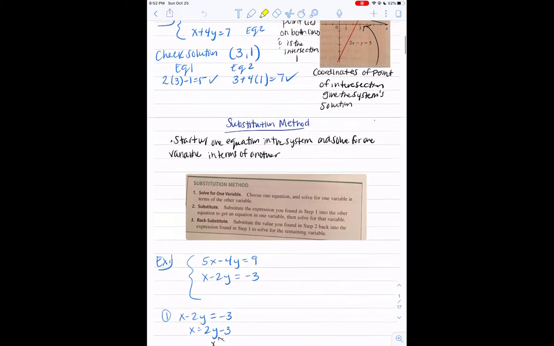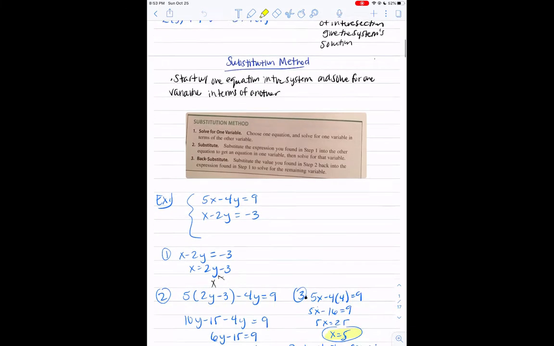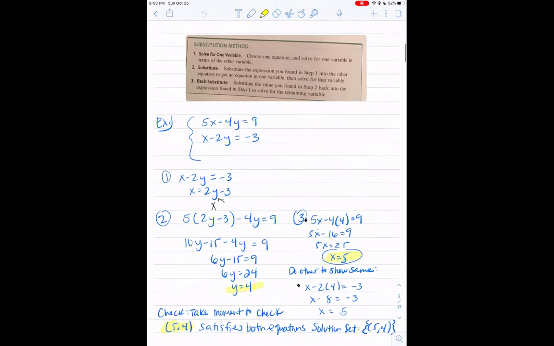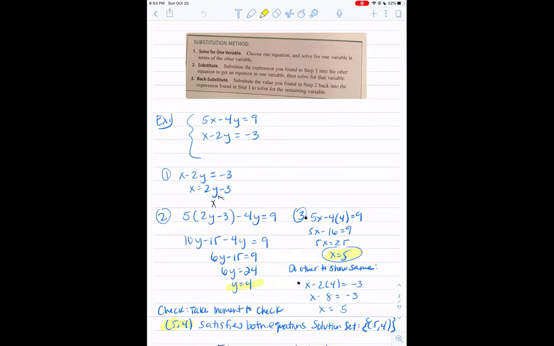Let's go ahead and look at the different methods that we use to solve these systems of equations. Our first method is the substitution method. We start with one equation in the system and solve for one variable in terms of another. So our first step is to solve for a variable: you choose an equation and solve for one variable in terms of the other.